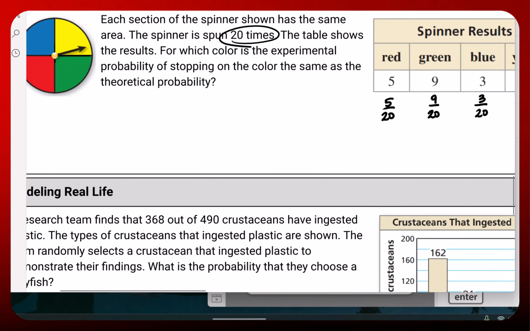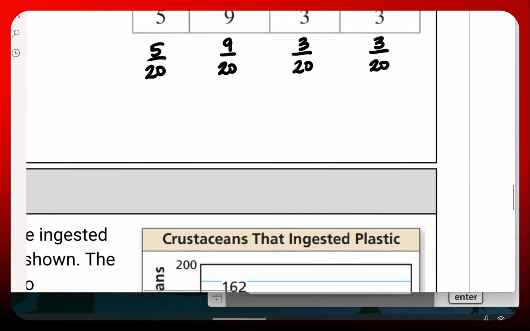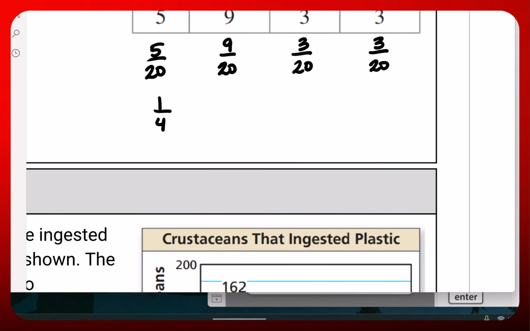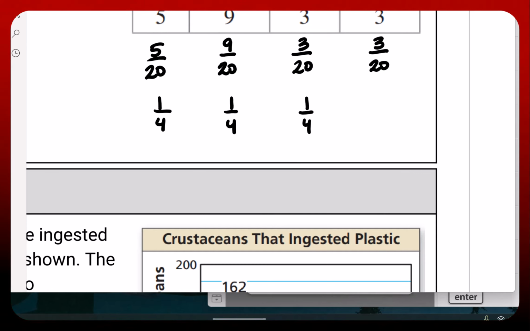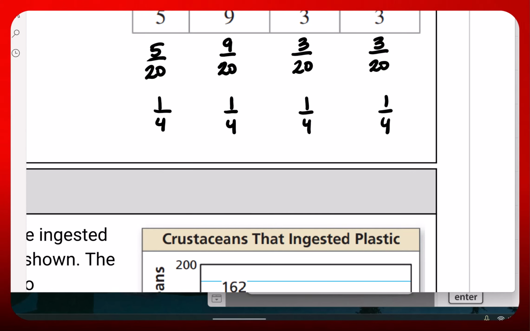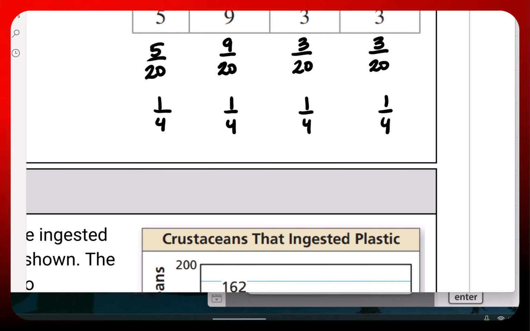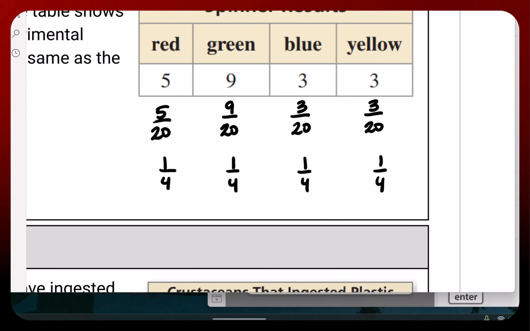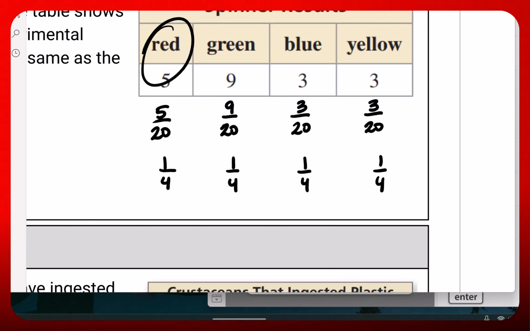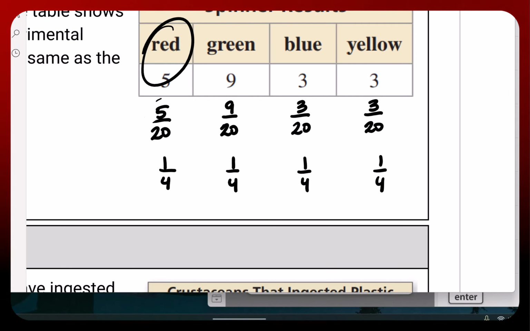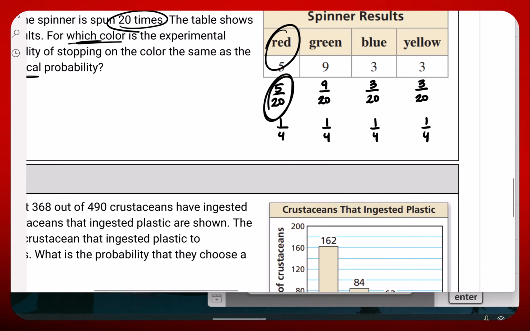So if you look at the question, it says which color is equal to its theoretical probability. So each one of them should have an equal chance of occurring, but only one of them actually was 1/4. Which color was it? Red, because 5 out of 20 simplifies to 1/4. Okay, so the answer is red.